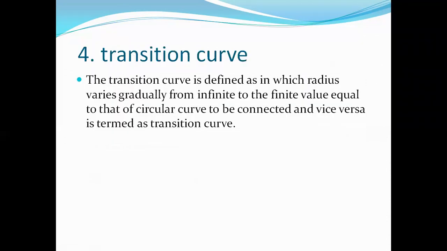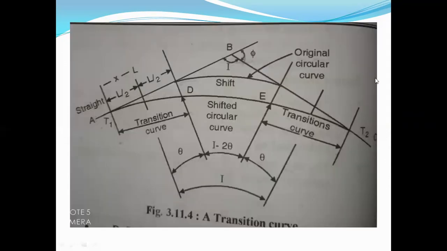Then we had discussed in this lecture the fourth type of horizontal curve, which is the transition curve. The transition curve is the curve which has a radius varying gradually from infinite to finite, reaching the value of the circular curve. This is the transition curve.